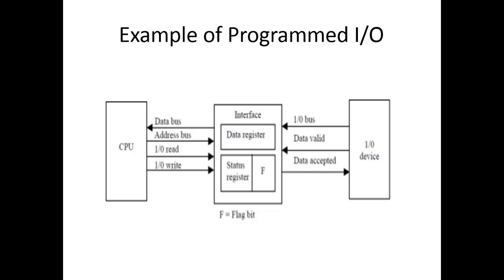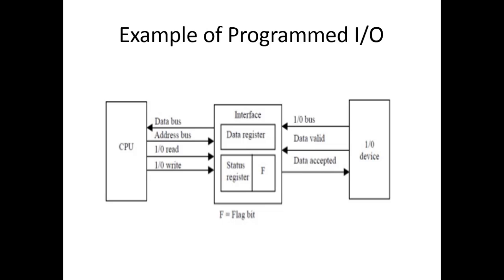Now let us see an example of programmed I/O mechanism. If you look at this configuration, two main communicating entities are present here. One is the CPU and some I/O device is considered as the other communicating unit. These two communicating units are connected by means of an I/O interface. The type of the I/O interface depends on the type of the I/O device attached to the computer.